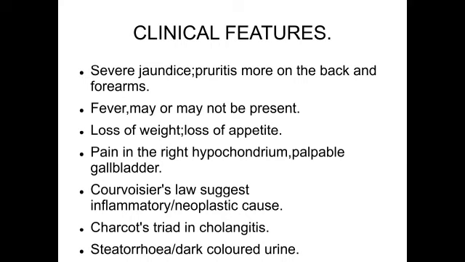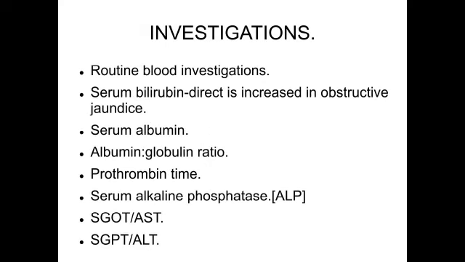Coming to clinical features. Severe jaundice, pruritus, more on the back and forearms will be there. Fever may or may not be present. A loss of weight or loss of appetite will be there. Pain in the right hypochondrium, palpable gallbladder. Courvoisier's law suggests inflammatory or neoplastic cause. Charcot's triad in cholangitis. Charcot's triad is intermittent fever, intermittent pain, and intermittent jaundice. That is Charcot's triad. Steatorrhea and dark colored urine will be there.